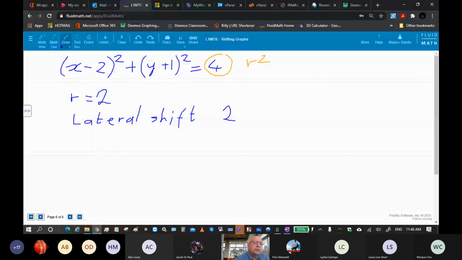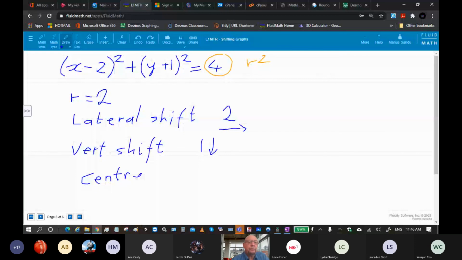And vertical shift? Is it down? How much? 1. 1 down. Okay, so that means the coordinates of the center are going to be 2 to the right from 0.